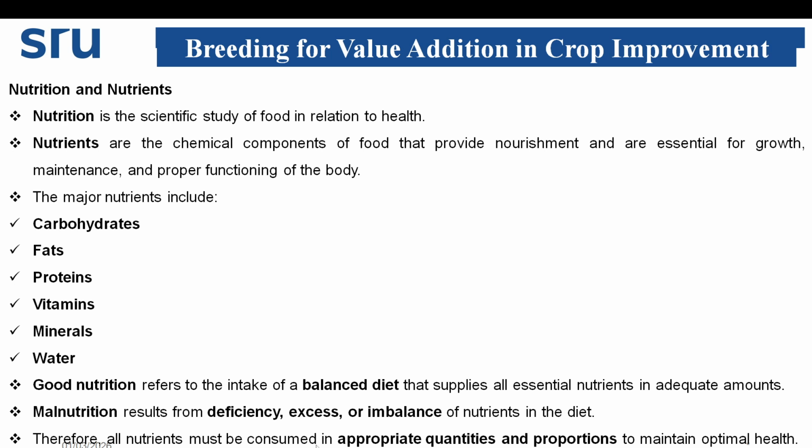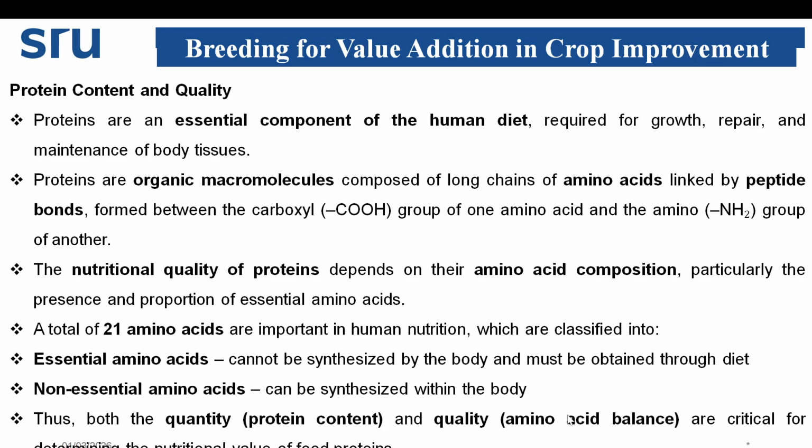Therefore, all the nutrients must be consumed in appropriate quantities and proportions to maintain optimal health. Protein content and quality. Proteins are an essential component of the human diet, required for growth, repair and maintenance of the body tissues. Proteins are organic macromolecules composed of long chains of amino acids linked by peptide bonds formed between the carboxyl group of one amino acid and the amino group of another.